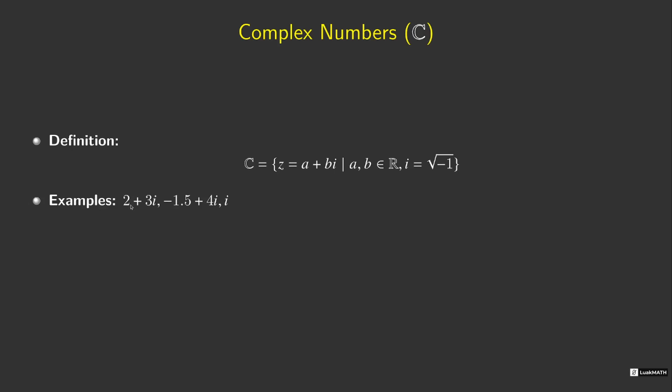I have three examples down here, but let's focus on 2 plus 3i, the very first one. If z equals 2 plus 3i, then we can extract a few things. That is, the real part of z is equal to 2. Okay, this number right here, that's the real part of z. And then the imaginary part of z is equal to 3.